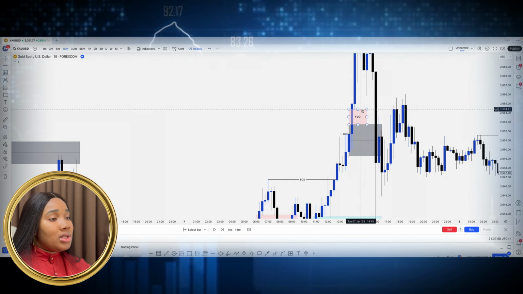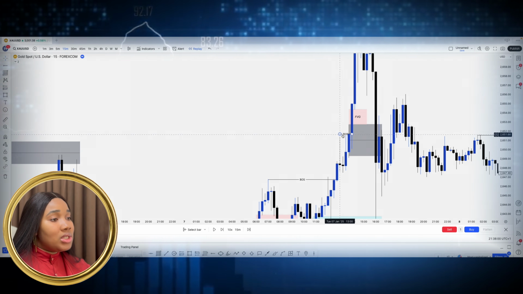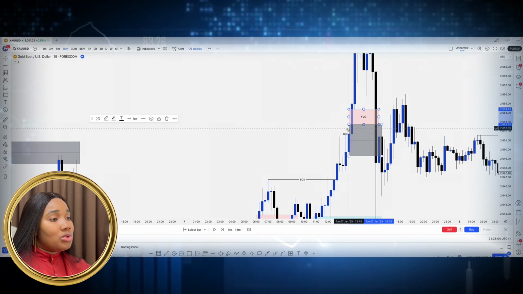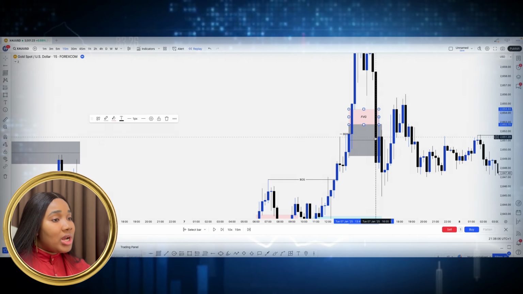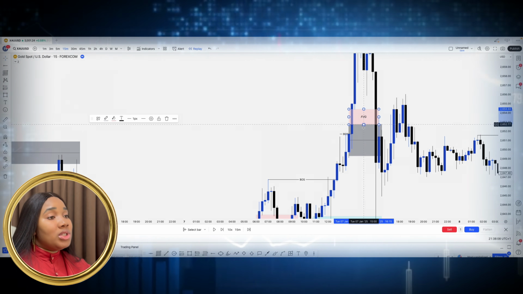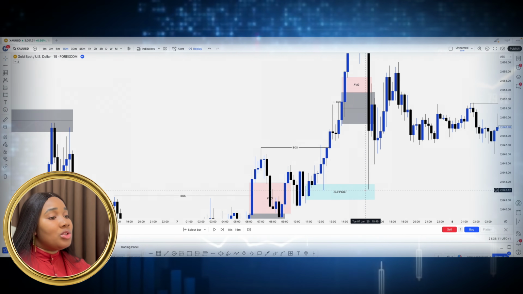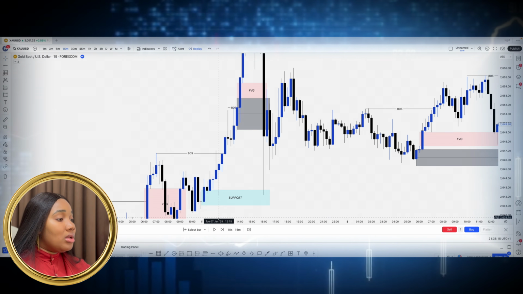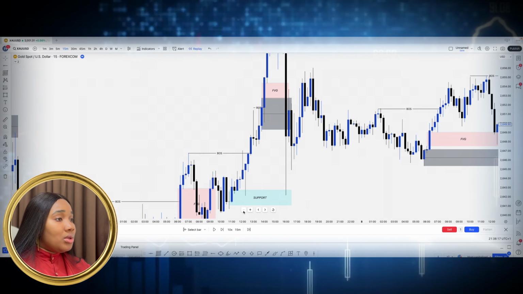So I mapped this level out after we got this tiny break of structure. I mapped this FVG here and also this other block, and you can see price invalidated the two, both the FVG and the other block, tapping into this support and dishing out more buys. So let's keep moving, guys.